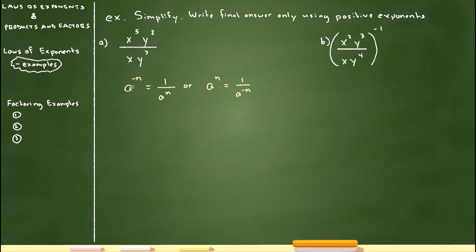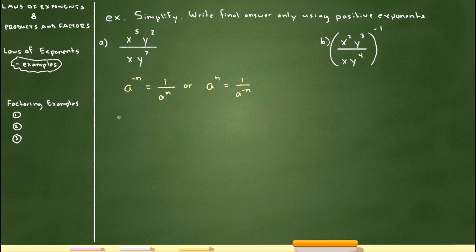Or if we were given an expression with a negative power in the numerator already, we're going to flip it and move it to the denominator and change the sign of the power. So we're going to be doing some flipping around using these two formulas, so you want to keep these two in mind. So now getting to example A here, we have x to the fifth times y squared over x to the first times y to the seventh.